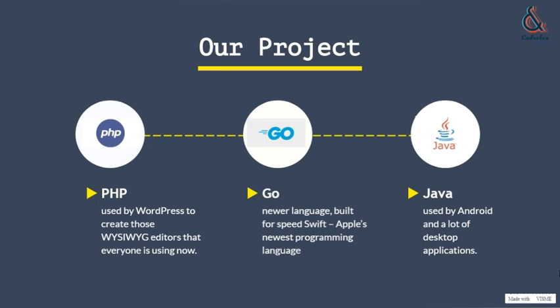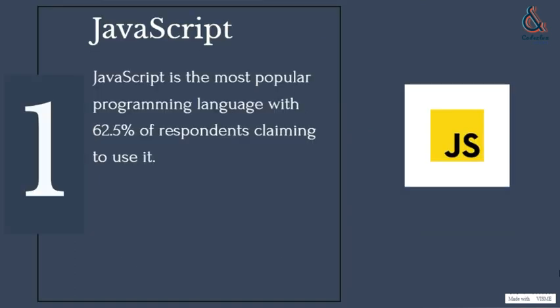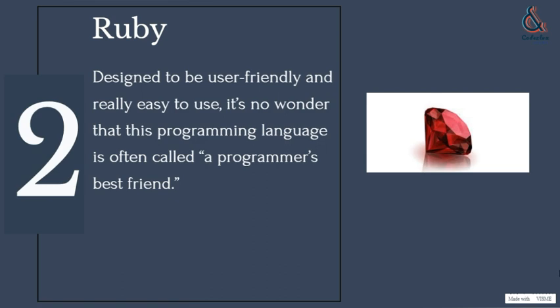Let's talk about the most popular ones in a bit more detail. JavaScript. It is one of the core web technologies, and if you want to learn more about it, you can start with this essential training that covers all the basics, working with functions and objects, interacting with the DOM, etc. Ruby. Developers love Ruby, and for all the right reasons. Designed to be user-friendly and really easy to use, it's no wonder that this programming language is often called the programmer's best friend. What you can expect from Ruby is shorter, readable code.